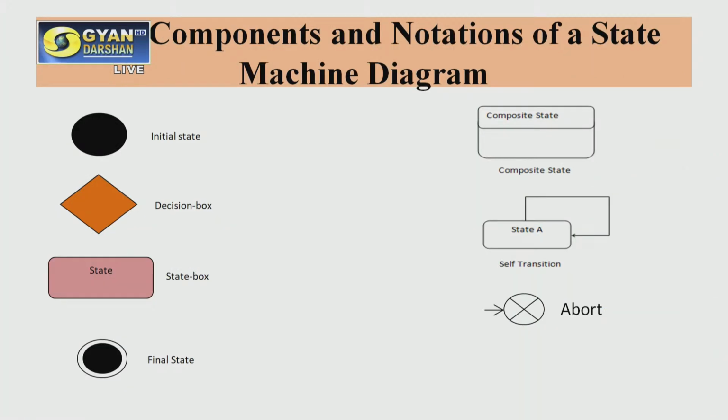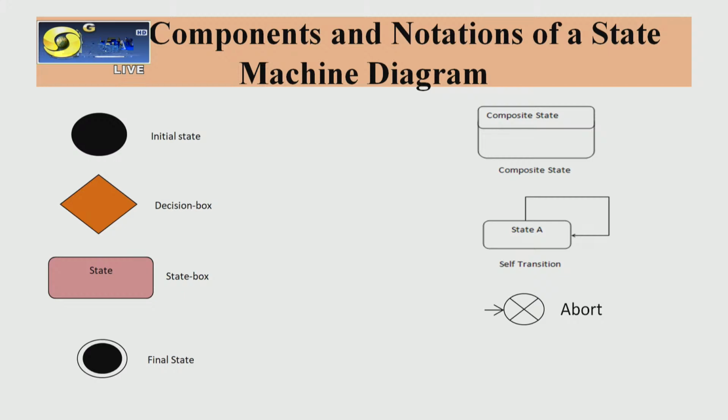We are having the initial state. For the initial state, we use the filled circle. Then for the decision box, we use the diamond. Then we have the rectangle, that is the state box. And then we have the final state: two circles, the outer circle is hollow and the inner circle is filled. These are the basic symbols which are used for making the state diagram.